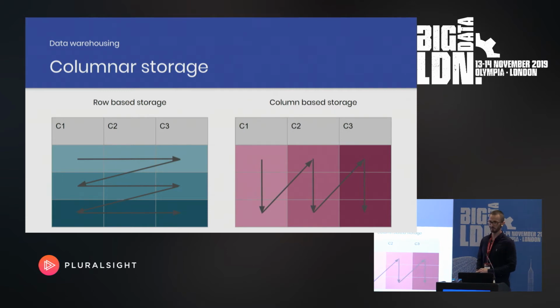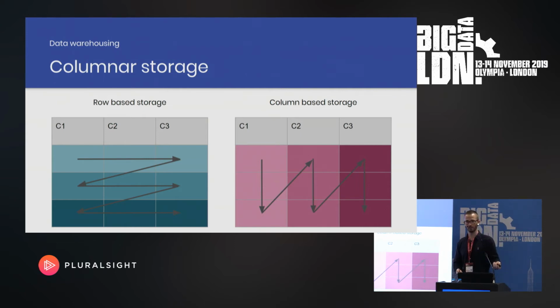So in these two examples, on the left is a traditional row-based format for storing data. There are some arrows, and those arrows represent the order in which the data is laid out on a disk, like on an actual hard disk.